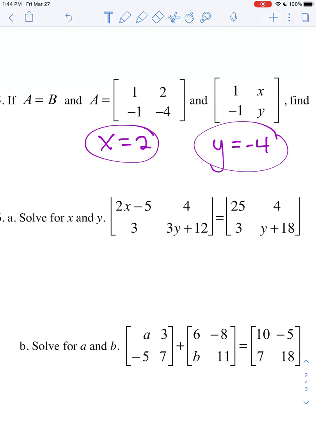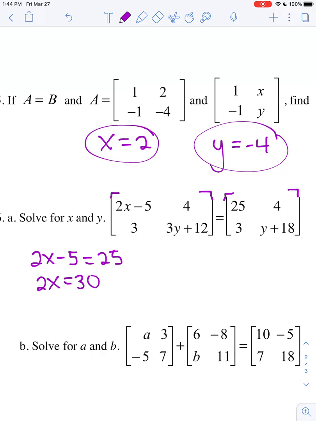If I want to find X and the 2 matrices are equal, I don't know why the tops of my matrices got cut off. It's just an accident that those are cut off. They are supposed to have the tops to them. I think when I cut and pasted, it just cut off. So all you're going to do is set those elements equal. 2x minus 5 equals 25. And then that's just a simple equation. You get 2x is 30 and x is 15.